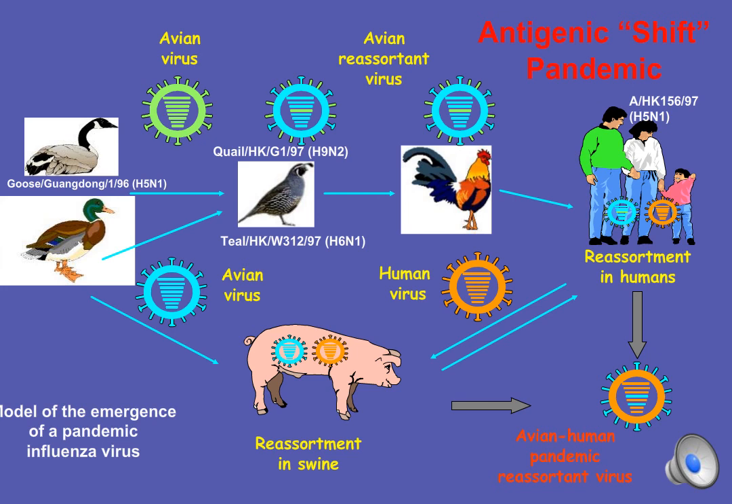This slide shows the scenario for a possible antigenic shift pandemic of influenza A. It happens when human viruses and avian viruses reassort within another animal, in this case a pig. And so the virulence factors of the avian virus meet with the human factors which allow human-to-human transmission and result in a highly virulent virus, which is also transmitted between human beings after reassortment.